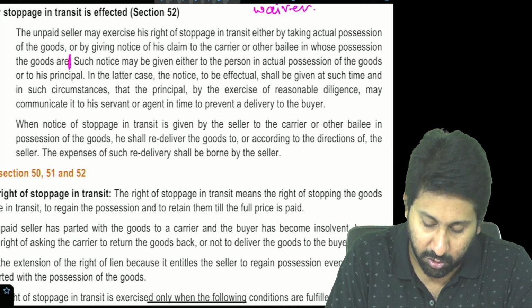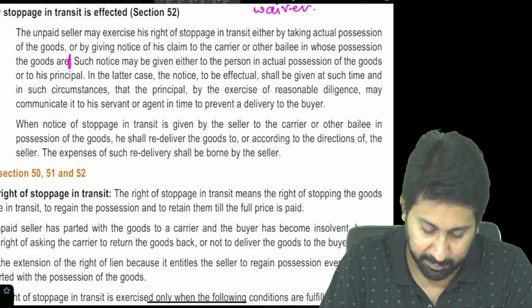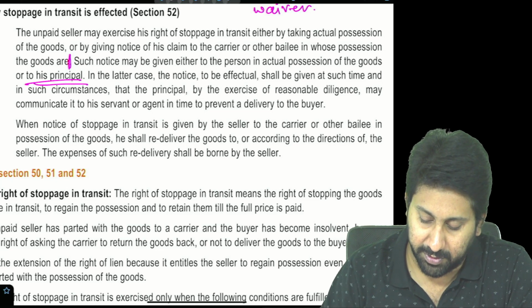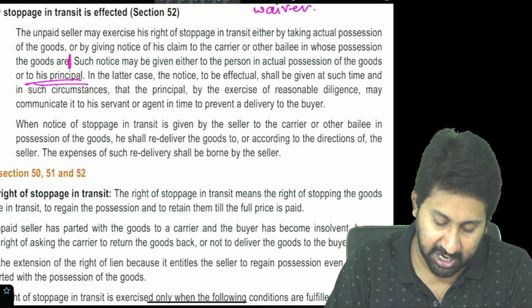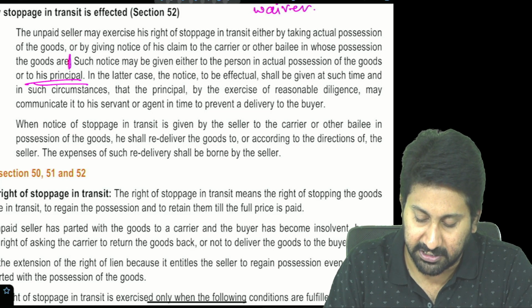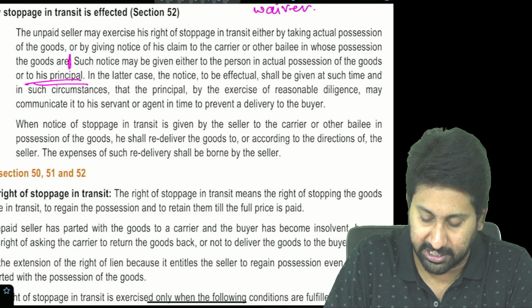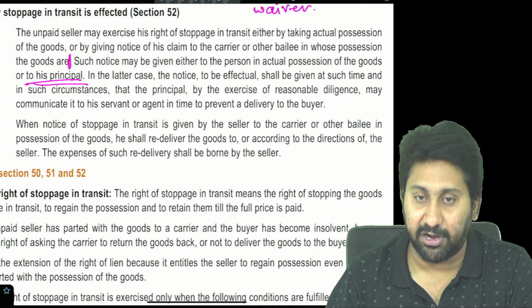Over. Such notice may be given either to the person in actual possession of the goods or to his principal. In the latter case, the notice, to be effectual, shall be given at such time and in such circumstances that the principal, by exercise of reasonable diligence, may communicate it to his servant or agent in time to prevent the delivery to the buyer.